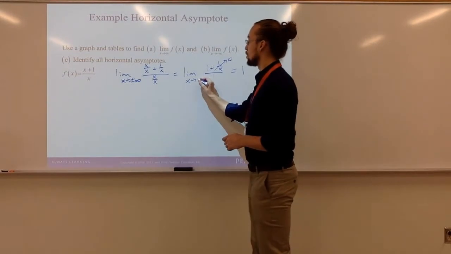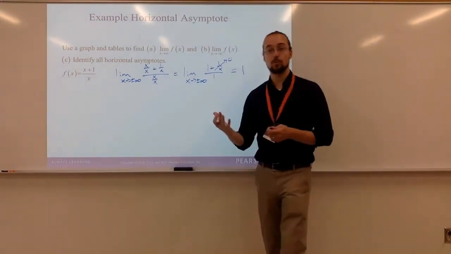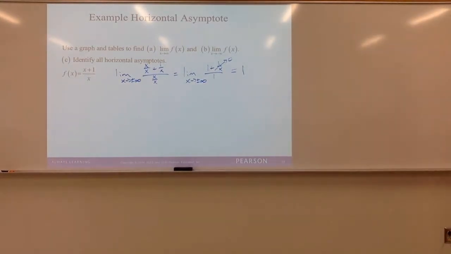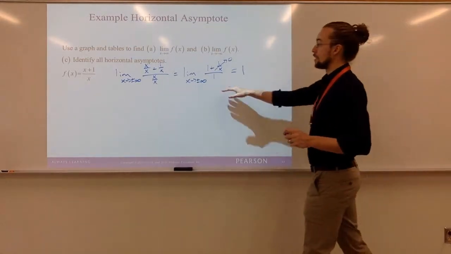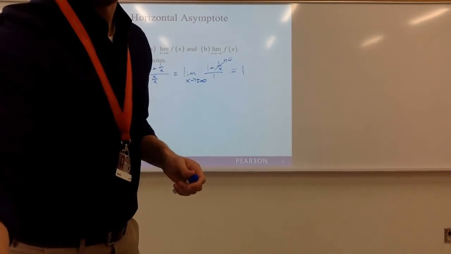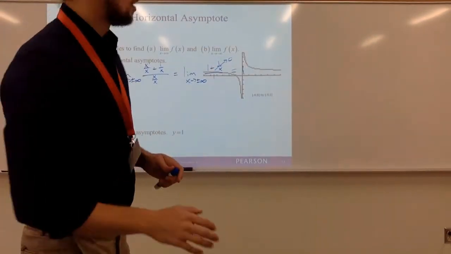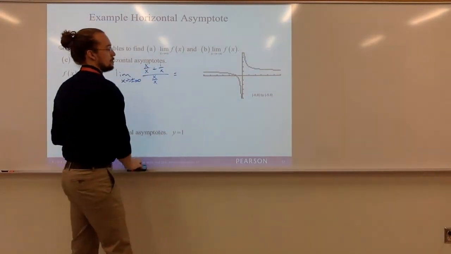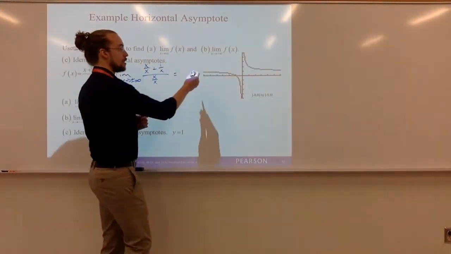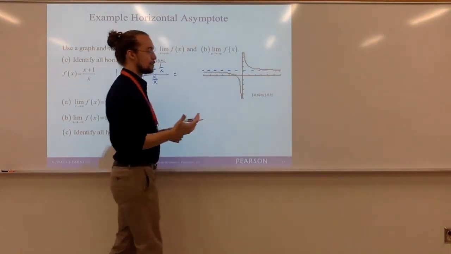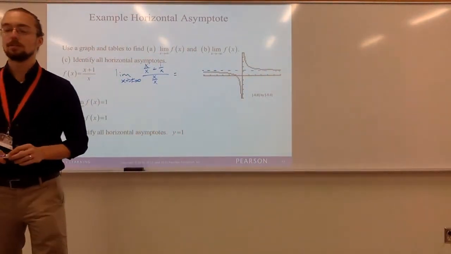Now this isn't always the case. Sometimes we will be approaching different values as we go to the left or to the right. But in this case, we are approaching the same value, and it should be positive 1. Now, let's take a look at the graph. This is what this graph looks like, and we can see that in both directions, we are approaching our asymptote of positive 1.